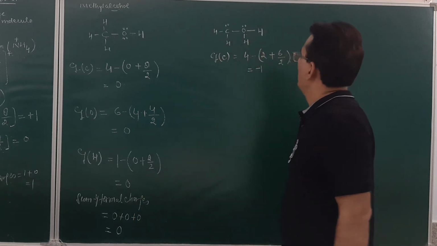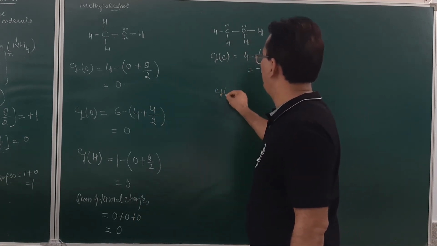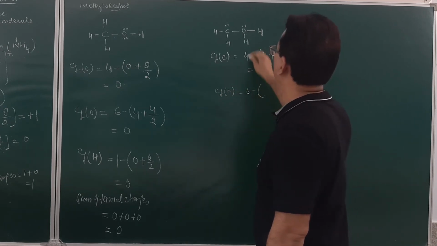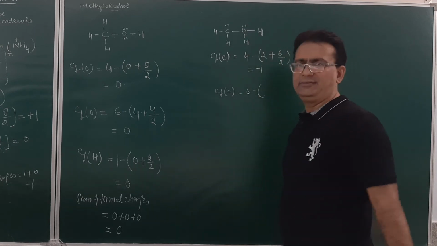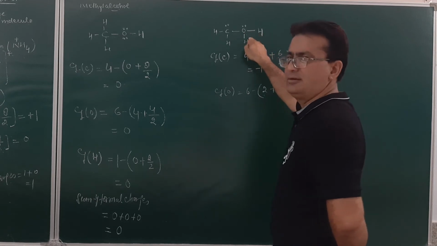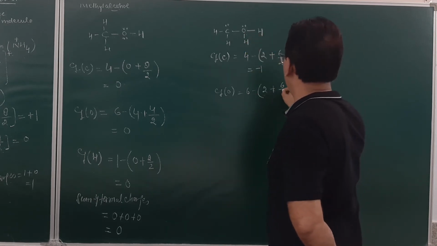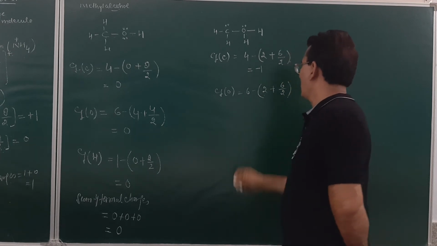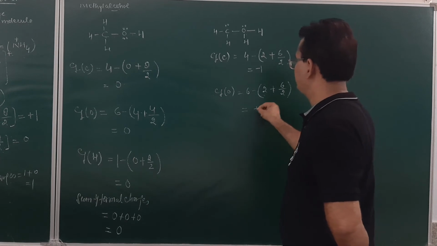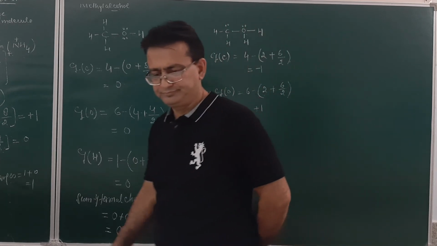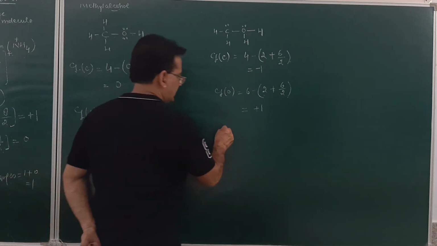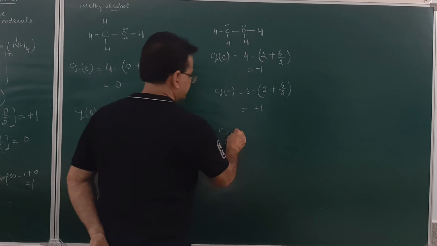Fine. If I look at the formal charge for oxygen, this will be equal to 6 minus how many unshared electrons? 1 pair. 6 minus 2 plus how many bonds is it forming? 3. 6 divided by 2. What is the value coming? It will be plus 1. Am I clear?